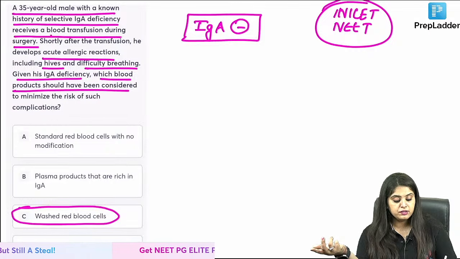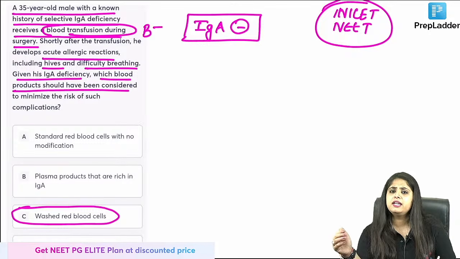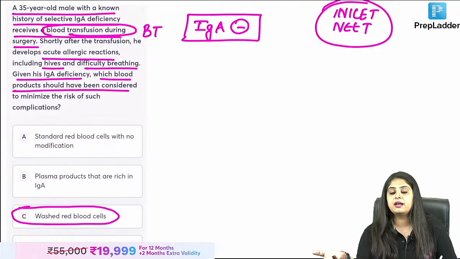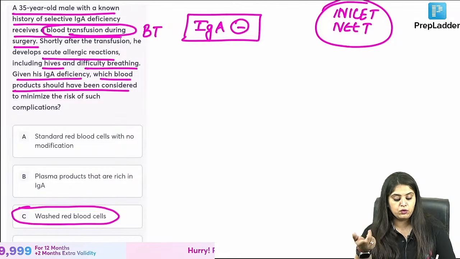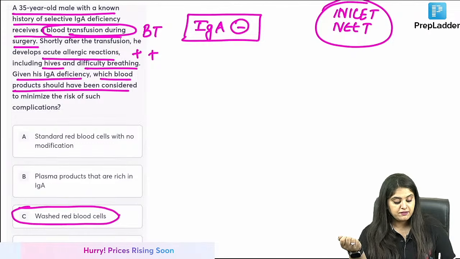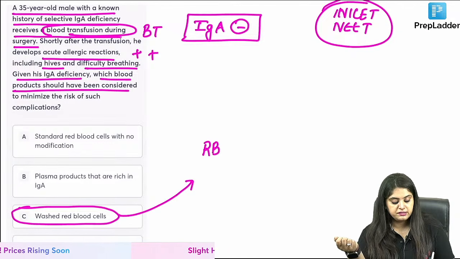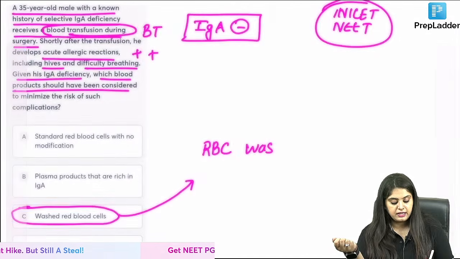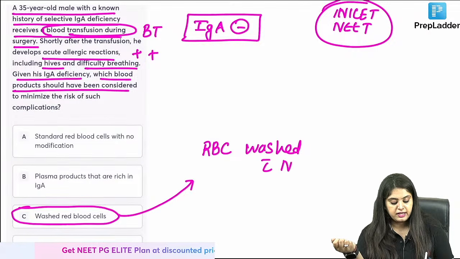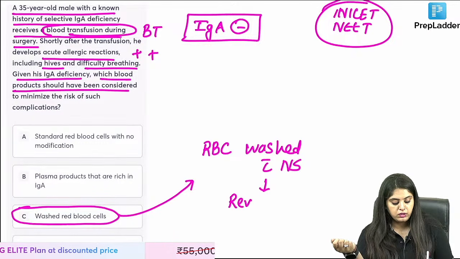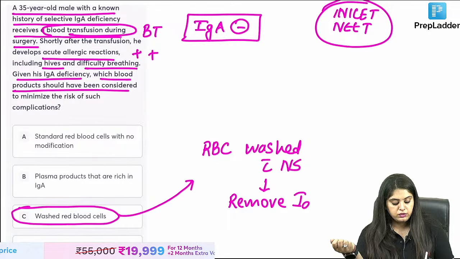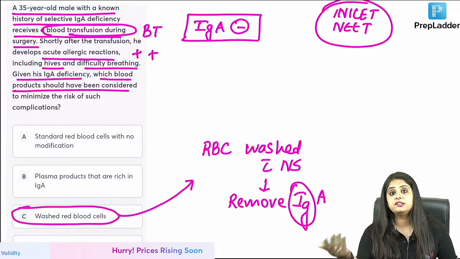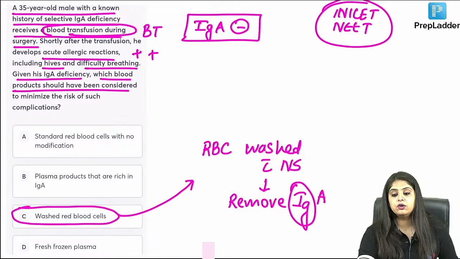Now, when this person got a blood transfusion from any normal donor, that normal donor had IgA. I'm putting IgA into this person. Of course, he will show a lot of reactions. So I will give washed RBCs. Washed RBCs means RBCs which are basically washed with normal saline. Why are you washing them with normal saline? Because you want to remove all the antibodies. You want to remove all the immunoglobulins, remove all the IgA. That person should not receive any IgA and he should not show any kind of reaction.